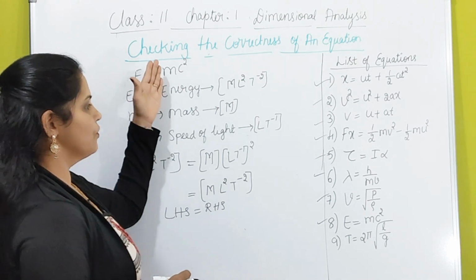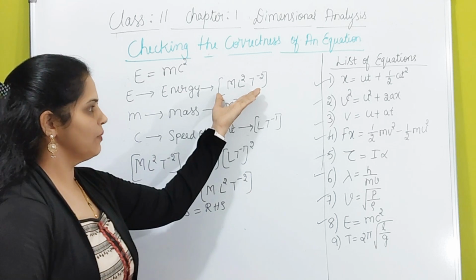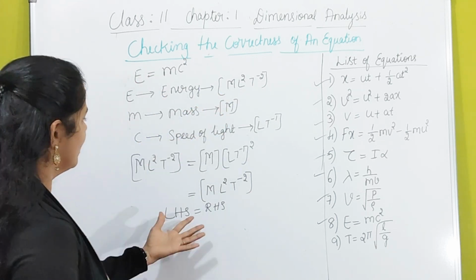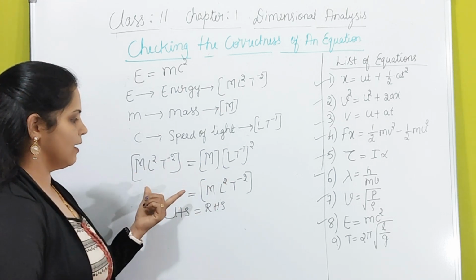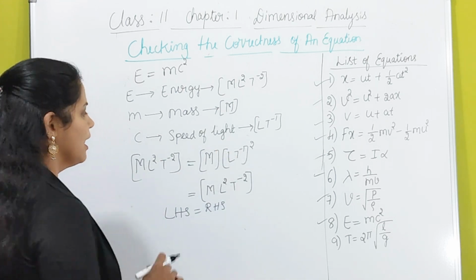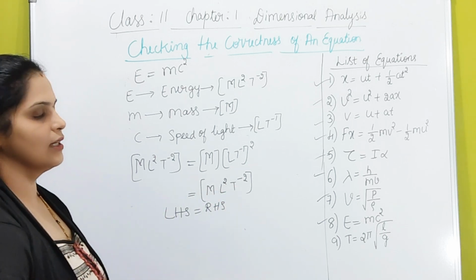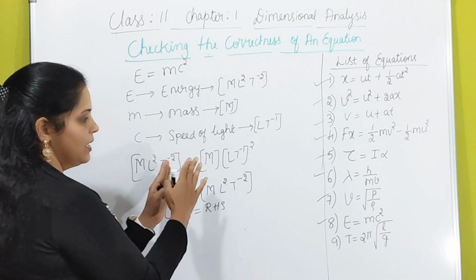So students, if you know how to write the definition, then you can easily write the dimensional formula of each term, and simplifying you will get like this. If they are equal, then they are dimensionally correct. If LHS and RHS are not equal, then the given equation is not dimensionally correct.